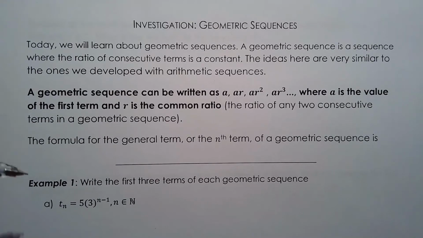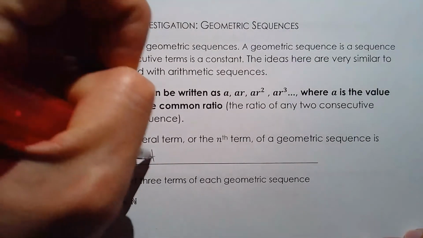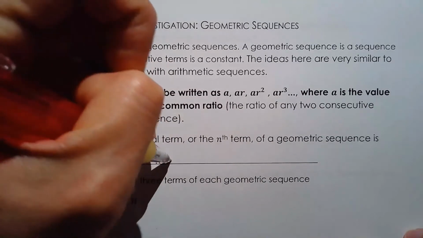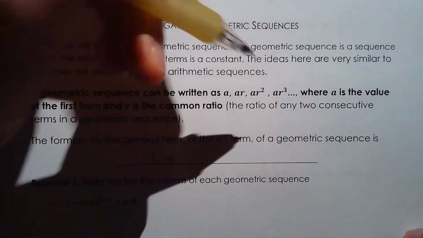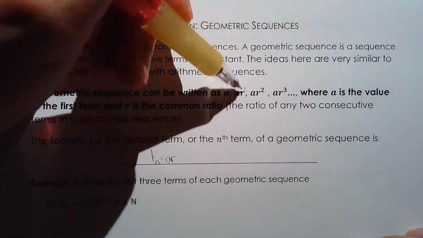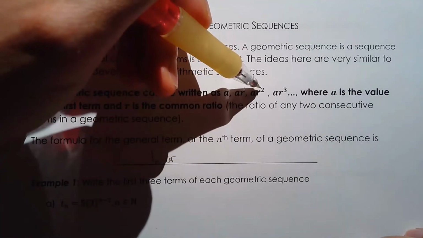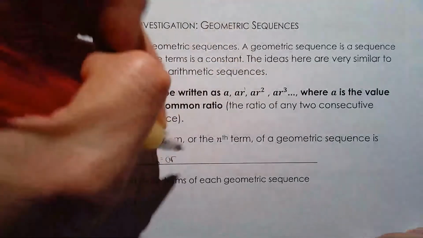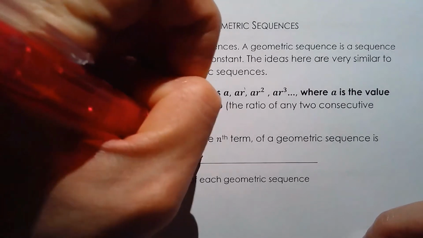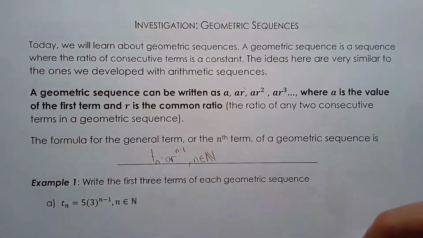Just like last time, we want to generate the formula for the general term of a geometric sequence. So t sub n, the general term, is equal to, let's look at the pattern, a times r, and the exponent is always 1 less than the term number. For the second term the exponent is 1, third term exponent is 2, fourth term exponent is 3. That's r to the power of n minus 1. And of course, n is a natural number.